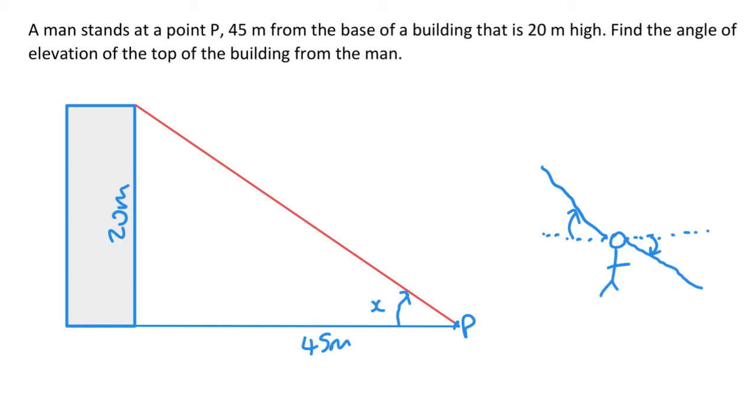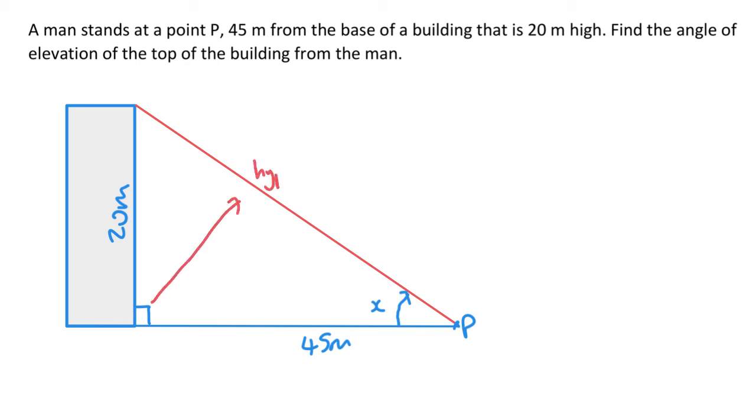Now, a building and the ground are going to be at right angles to each other. So we can draw the right angle symbol. And what we've got here is really just a right angle triangle. So in a right angle triangle, we need to label the sides. The side opposite the right angle is the hypotenuse. The side opposite the angle is the opposite. And then the one beside the angle is the adjacent. And we know the adjacent is 45 and the opposite is 20, which means the hypotenuse is the one we don't care about.